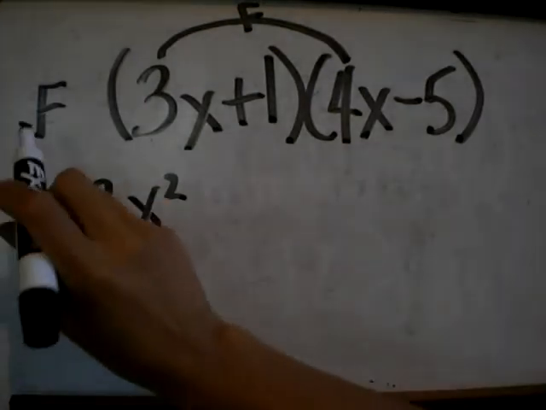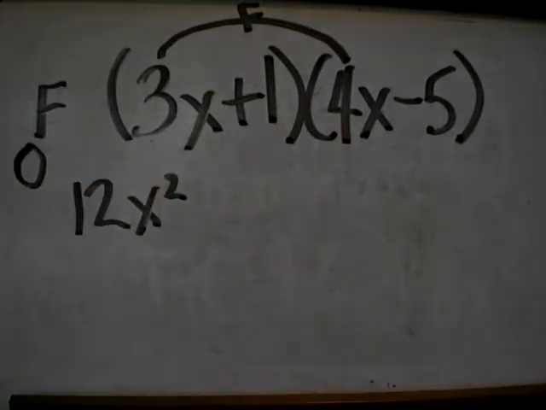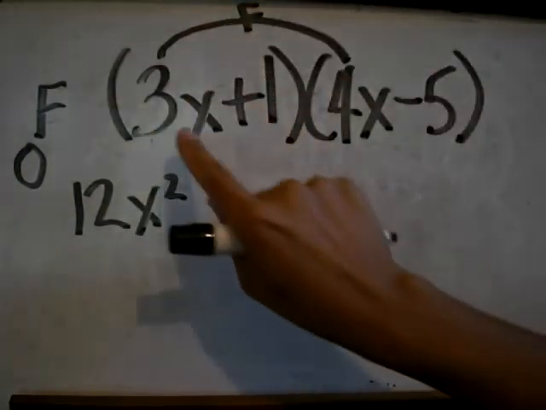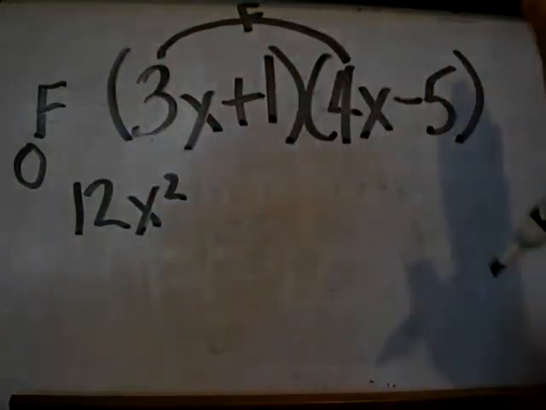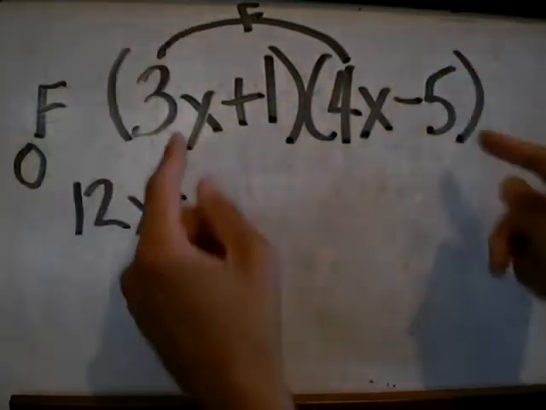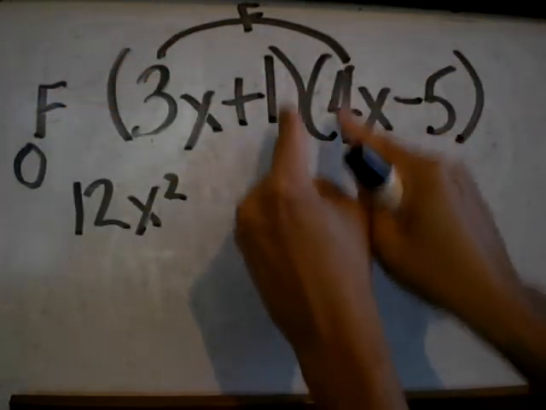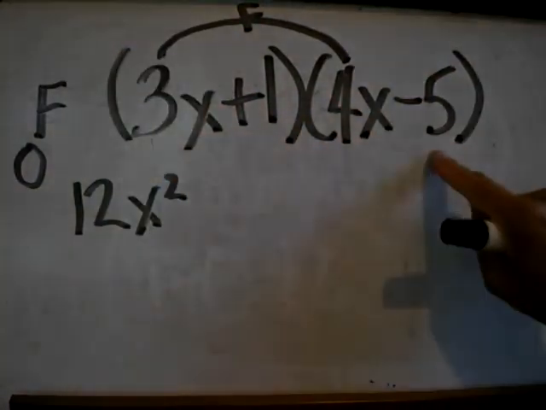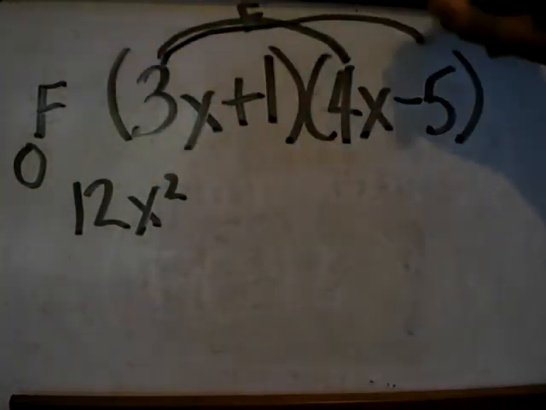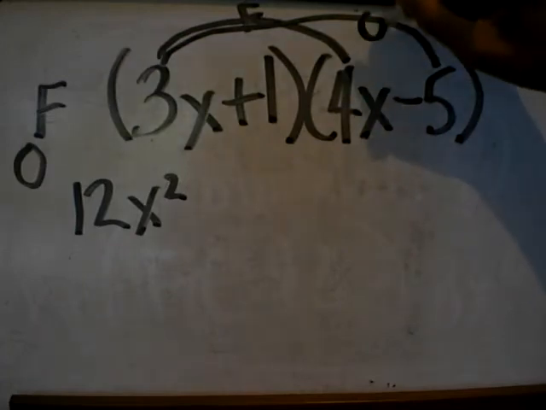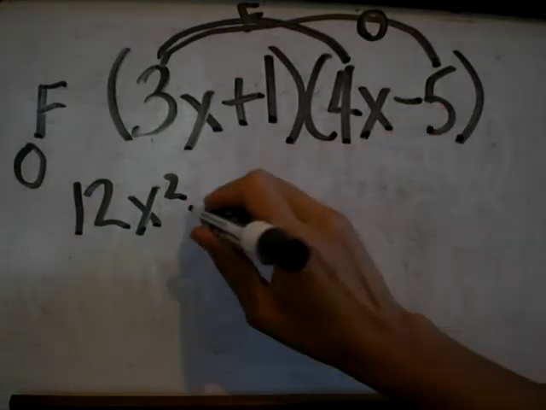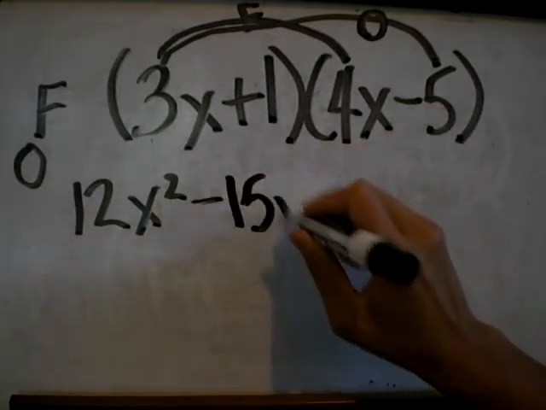And then we've got the O for outer. If you look at this together, these terms are on the outside, and these terms are on the inside, the inner. So we're going to multiply the two outer terms: 3x and negative 5. So that's the O in FOIL. 3x times negative 5 is negative 15x.